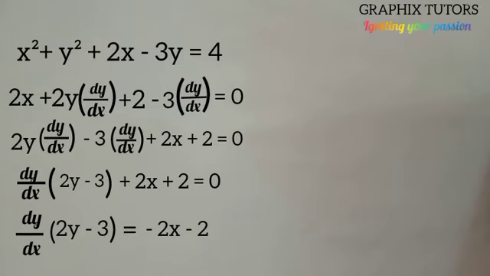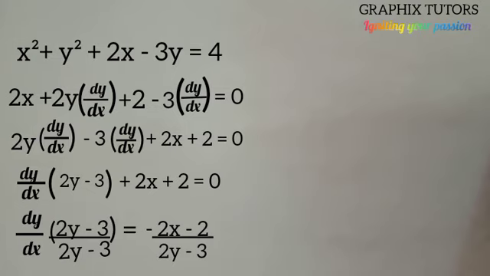Now, we'll be left with what? What you do here is, you want the dy/dx to stand alone. So what will you do? Divide both sides by the variable that's closer to the dy/dx, and that is 2y minus 3. So you divide both sides by 2y minus 3. So we're having dy/dx times 2y minus 3 over 2y minus 3 equals to minus 2x minus 2 over 2y minus 3.